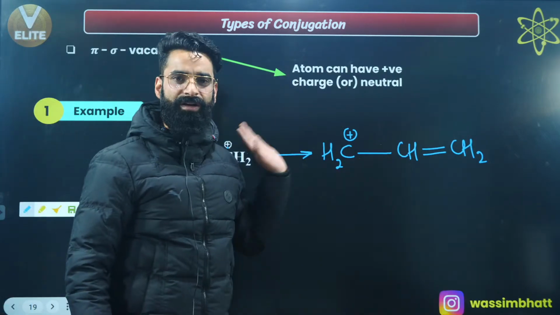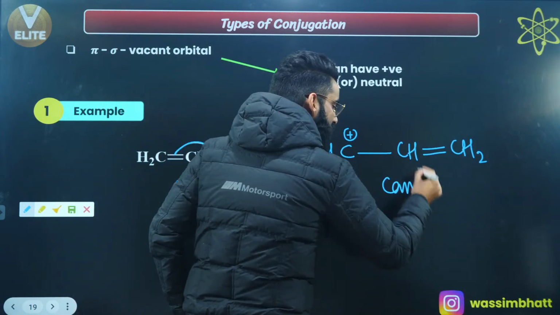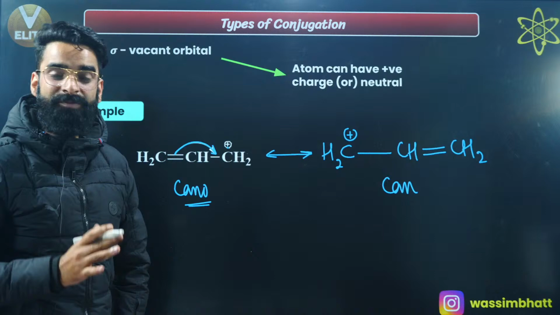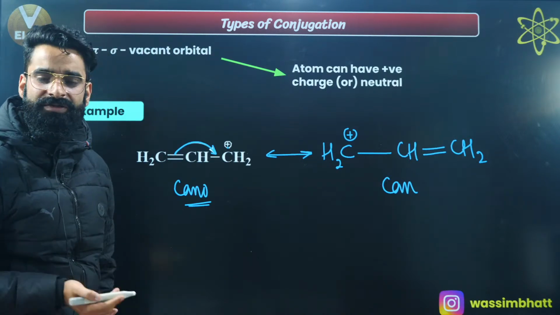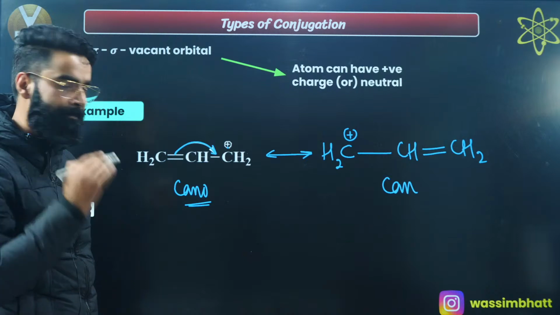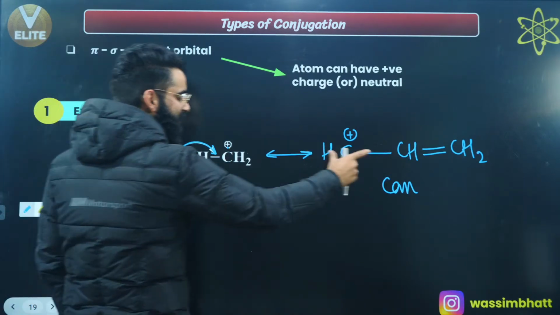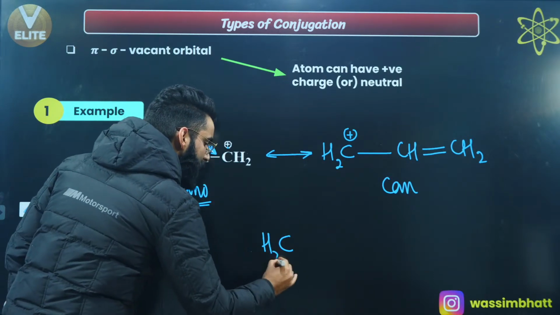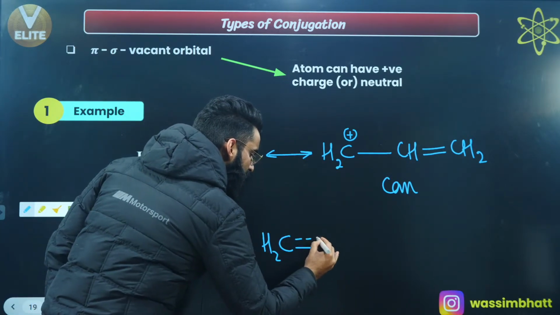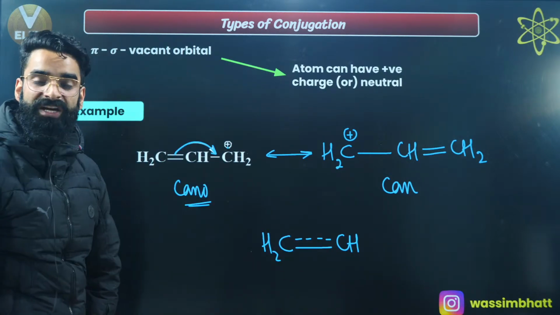This is one more canonical form, right? Now, if I combine these two canonical forms, what will I get? I'll be getting the resonance hybrid. How come I'll be getting the resonance hybrid? See, as per this structure between these two carbon atoms, there should be a double bond. As per this structure, there should be a single bond. So in the actual resonance hybrid, there will be a partial double bond between these two carbons, right?